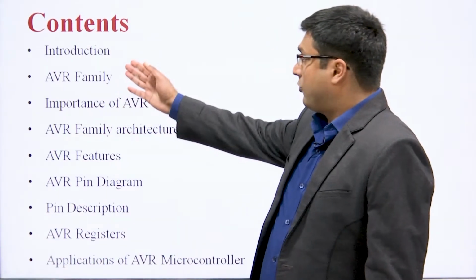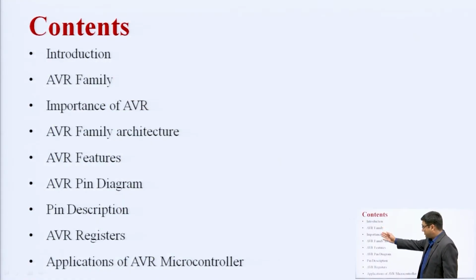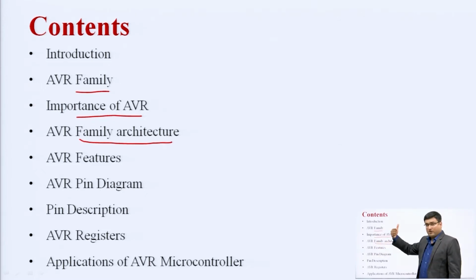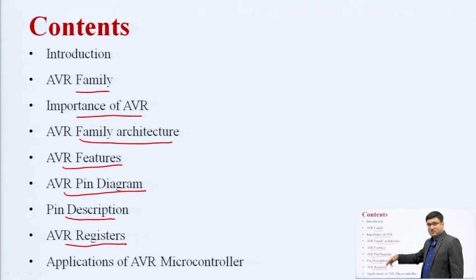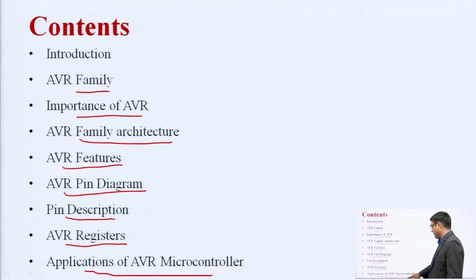These are the table of contents we will cover in our lecture today: introduction of the microcontrollers, the AVR family, what the AVR family is, what AVR stands for, and the importance of AVR, why we are using AVR microcontrollers. Then the AVR family architecture, that is, what are the various microcontrollers available in the AVR family, and what are the various AVR features. We will cover the AVR pin diagram and the pin description of the pin diagram. After that we will see what are the available AVR registers in our microcontroller. Then in our last slide we will see what are the various applications of the AVR microcontroller.